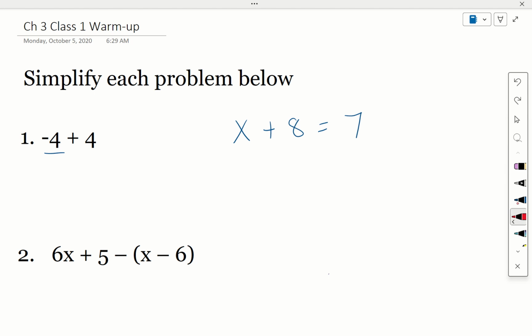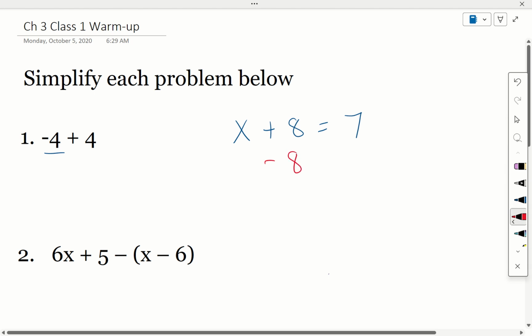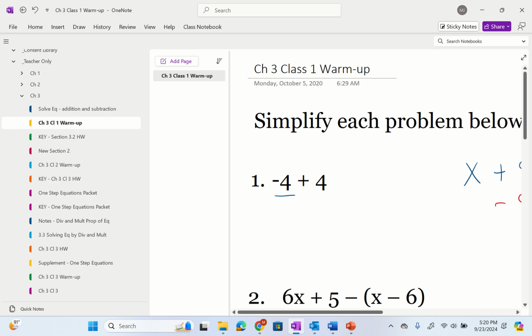So if I subtract 8 from the left, that will turn that 8 into a 0, right? 8 minus 8 is 0. I have to also subtract 8 from the right, because the moment you subtract the 8 from the left, this equation is out of balance. So you have to do what's called an inverse operation and subtract from both sides. There you go. So that's kind of the foundation of today.